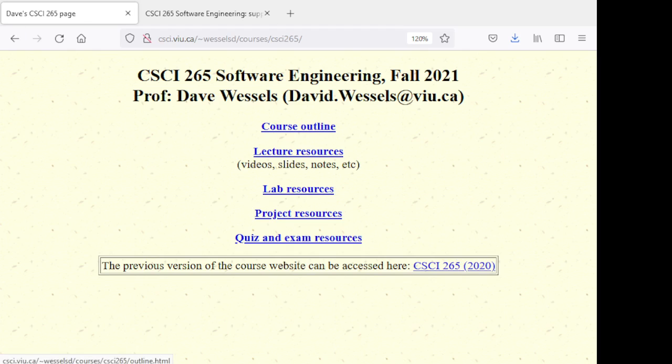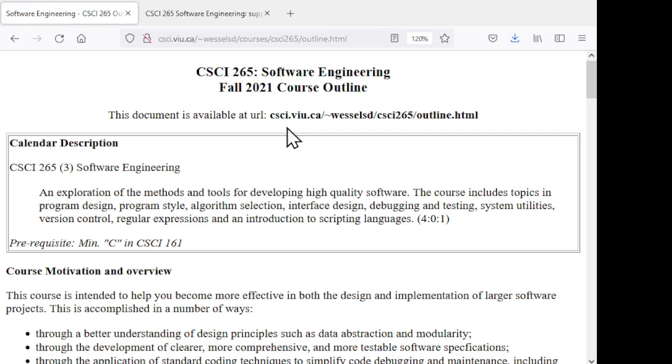So as far as the administrative side of things goes, the course is 265 software engineering. The prerequisite is a minimum C in Comp Sci 161. If you don't have that or don't have the equivalent, then it is important to come see me because it's going to be really difficult to get through the course without that solid first year programming background. But we will get there.